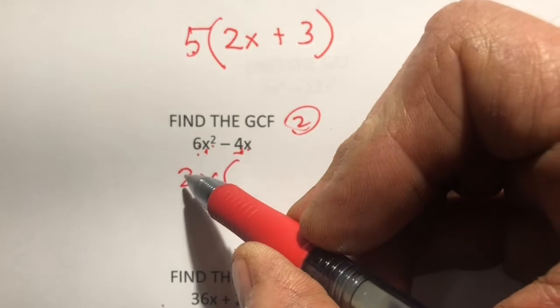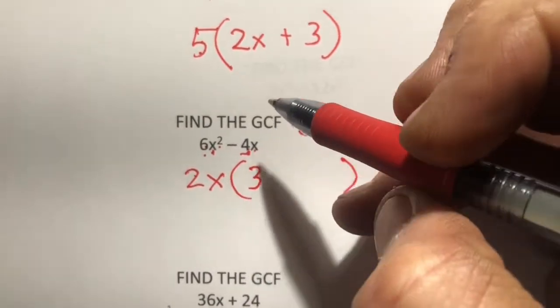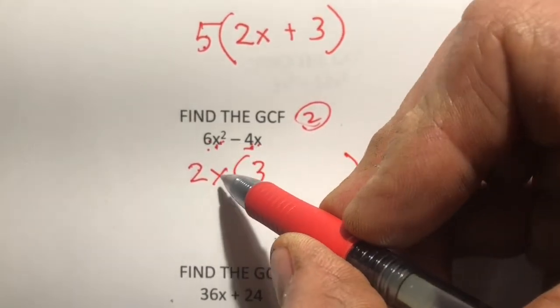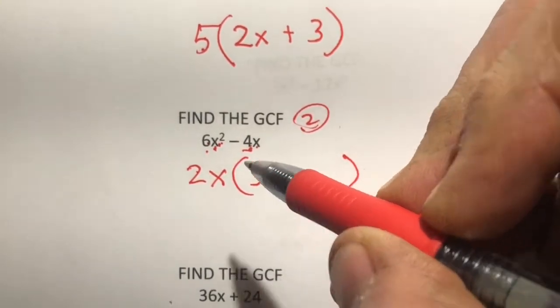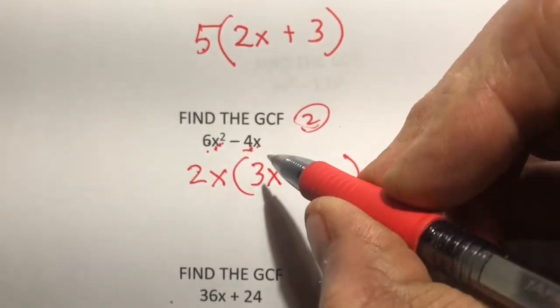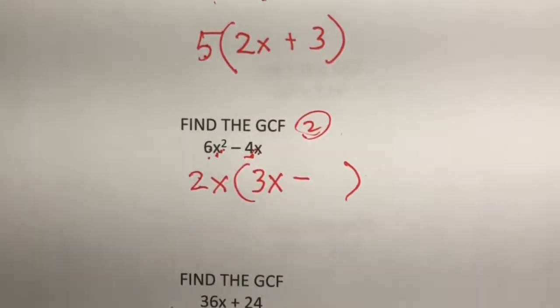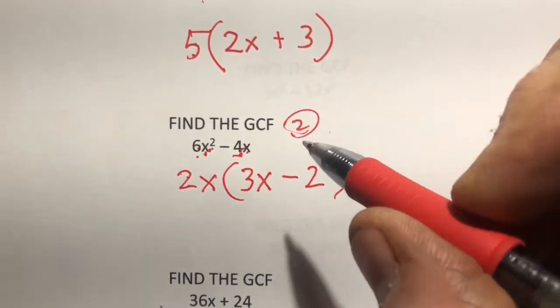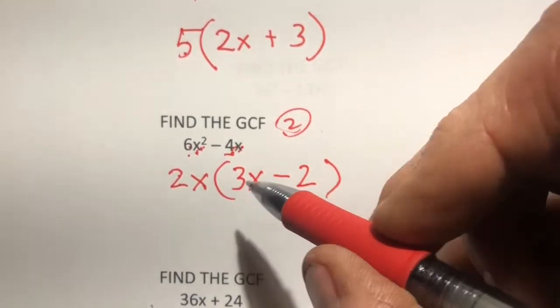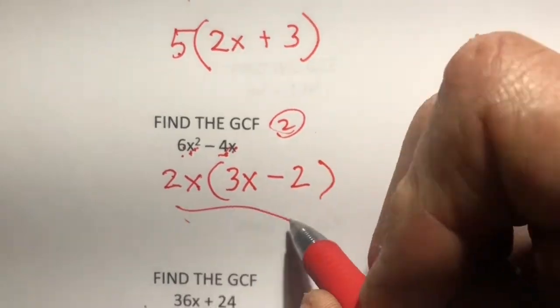So 6 divided by 2 is 3. All right, then I do my variables. X squared, I divide one out. That's going to leave me an x. Then I have this minus. And then 4 divided by 2 is 2. I have this x, and I'm dividing it out, so there's no x left. And so there you go. There's my answer right there.